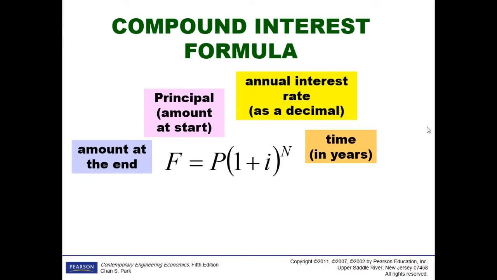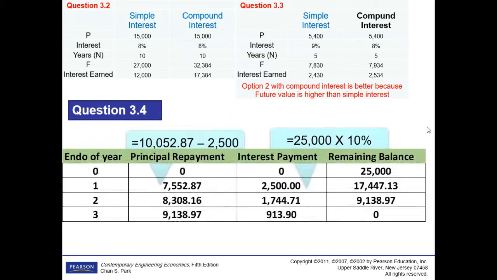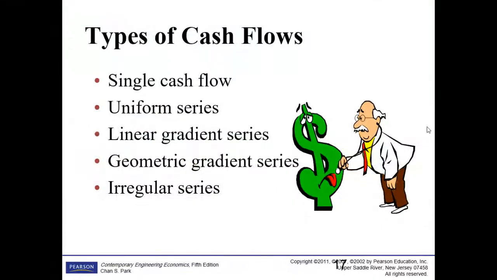Okay, is it clear? Understand again, this formula will be used only if your cash flow series is a single cash flow or an irregular series. I will show you on the next slide. You will have different types of series. So for a single cash flow or irregular series, you will use this formula. But what if you have a uniform series? What do we mean by a uniform series? I will give you one example.